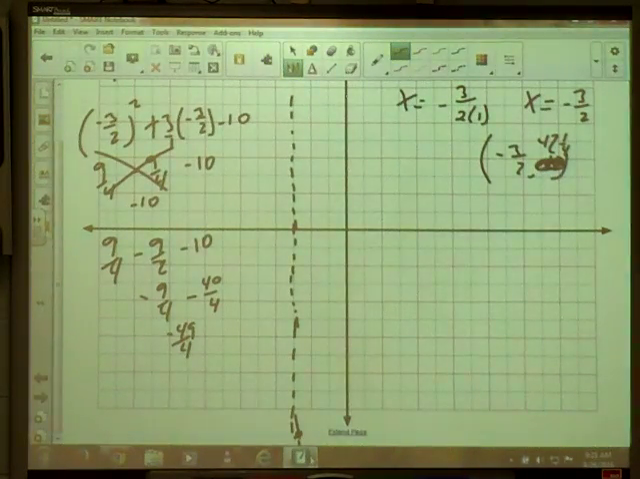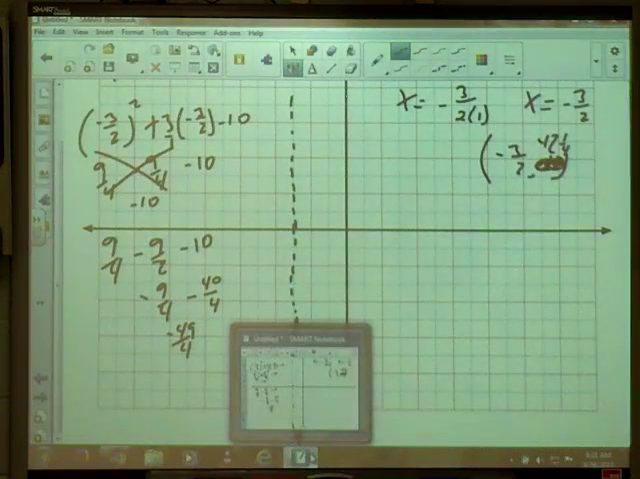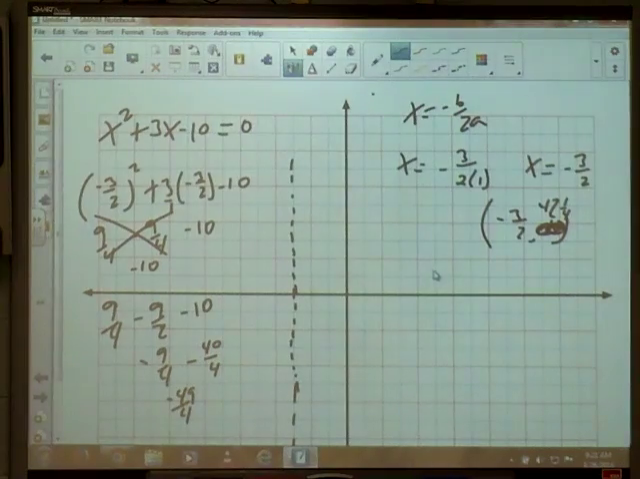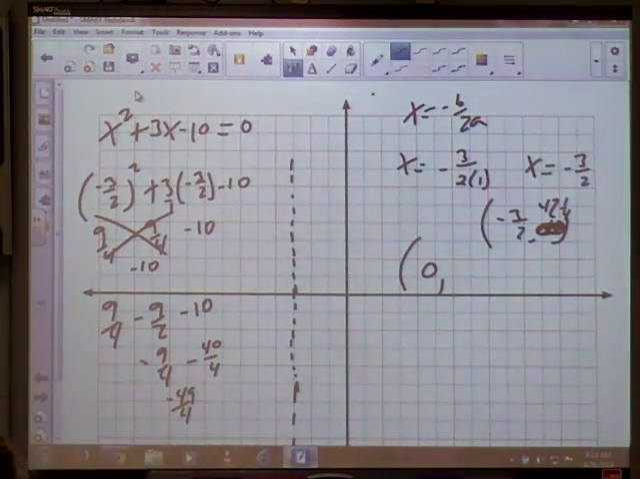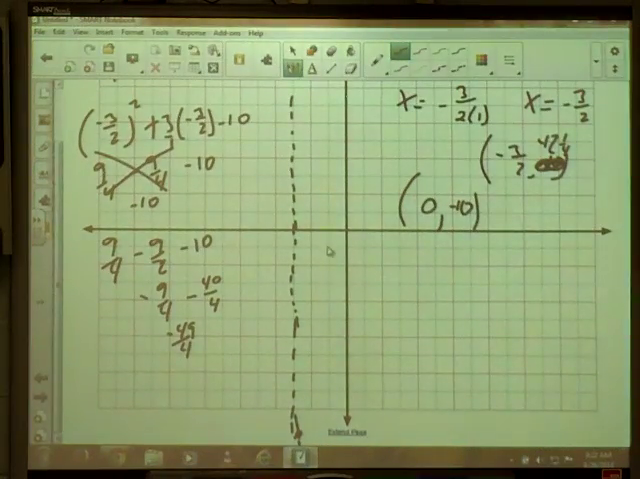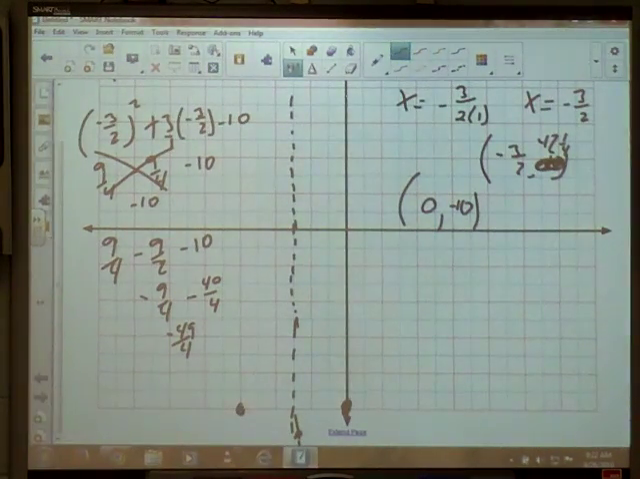How do I find another point on my parabola now? Plug in a different number. How about if I plug a 0 in? What would that give me? Should be able to do that quick. If you plug a 0 in, that's gone, what's left? -10. That is 1.5 away, so 1.5 away on the other side.